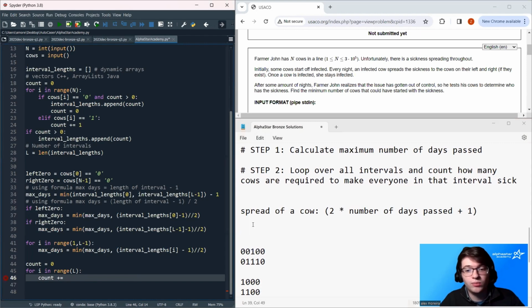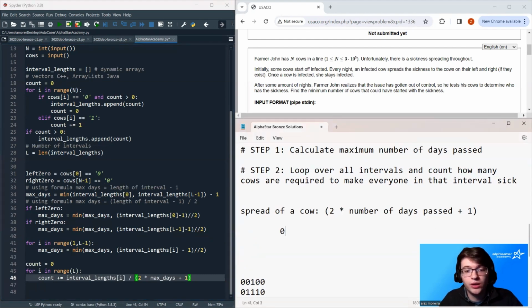We increase count by the length of the current interval divided by the spread of a single cow. So that's just 2 times the max days plus 1. And then we round up, right?